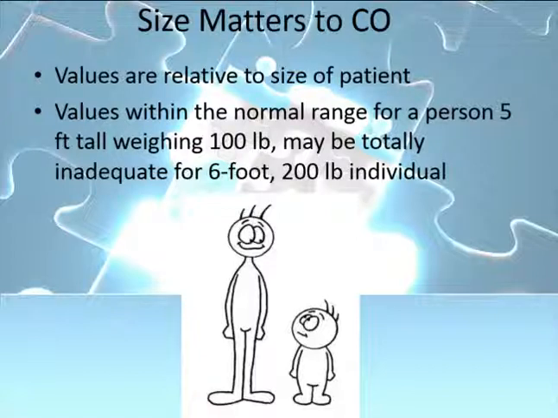Another example, let's say you have an 80-pound elderly woman. She will need significantly less cardiac output than a 350-pound young male linebacker. If both of them had a cardiac output of 4, it may be normal for her, but for that linebacker, that 4 is not going to work.